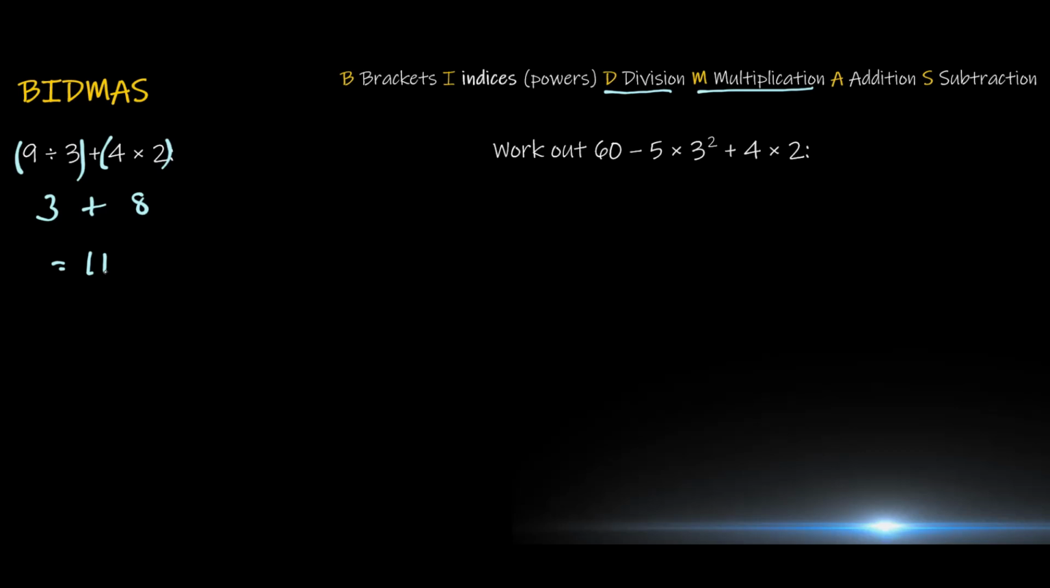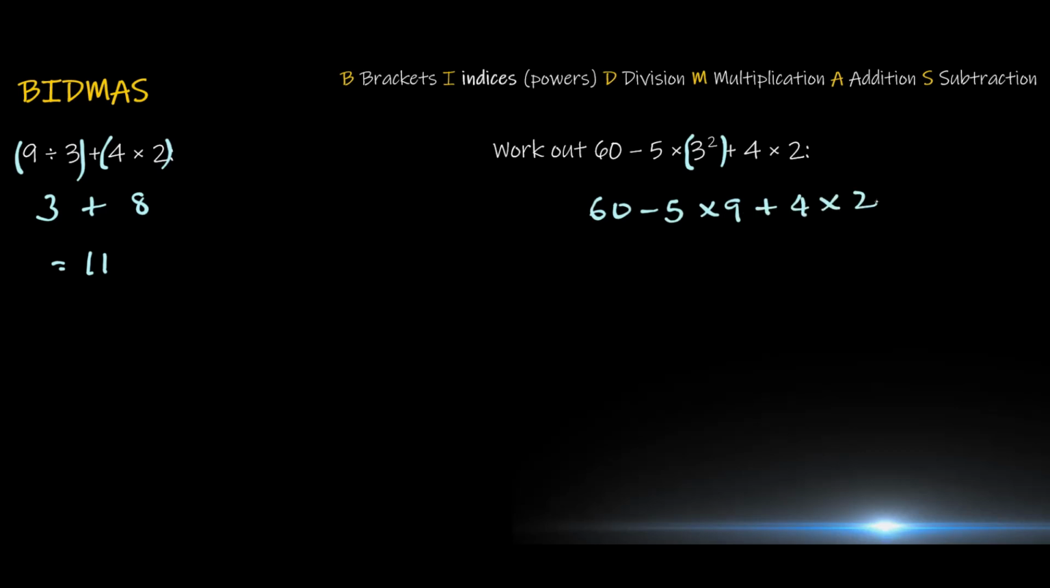In the second example, we have 60 minus 5 times 3 squared plus 4 times 2. Well, in the operation, I could see indices first, which is the square one. So I'm going to put a bracket around that. 60 take away 5, 3 squared is 9, so times 9, plus 4 times 2.